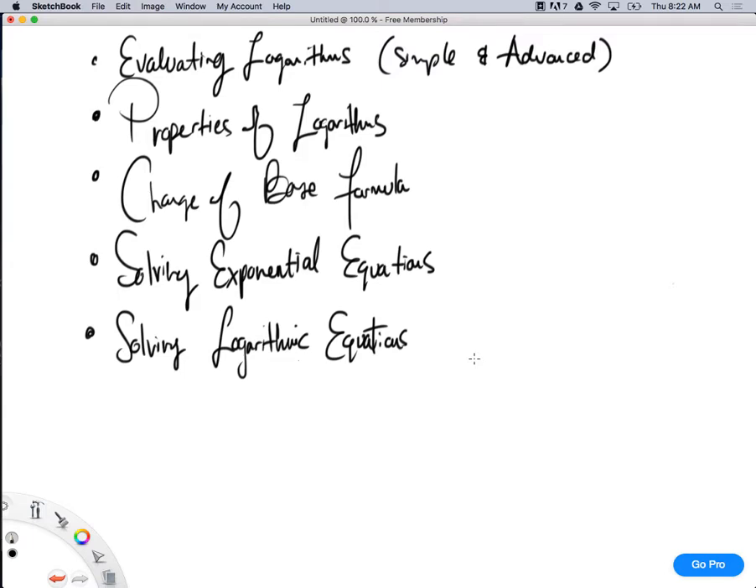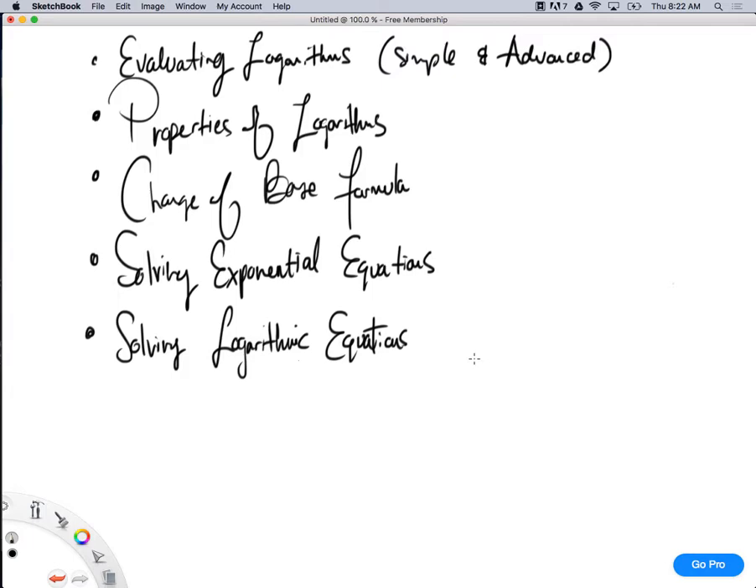For the record, does anyone not have that worksheet? Does anyone not have the worksheet that I passed out, the logarithm worksheet? No? All good? Anybody else? Okay.